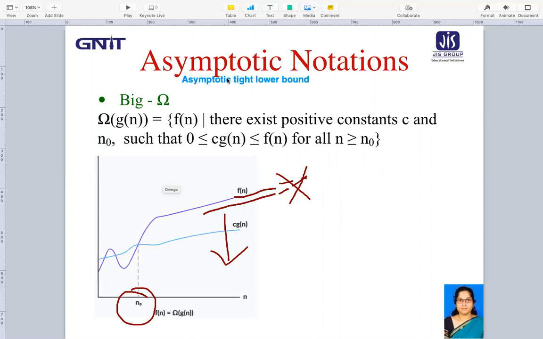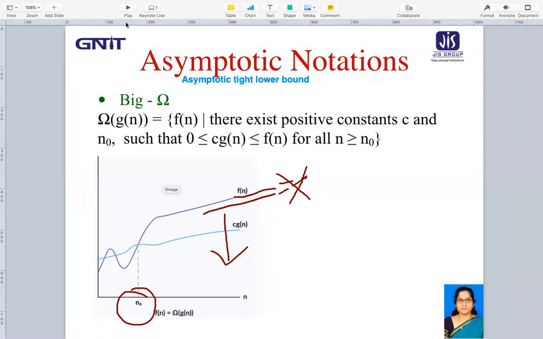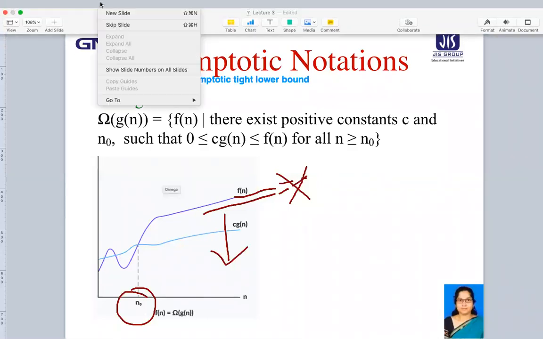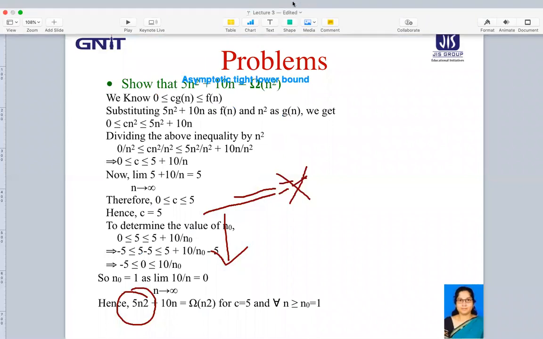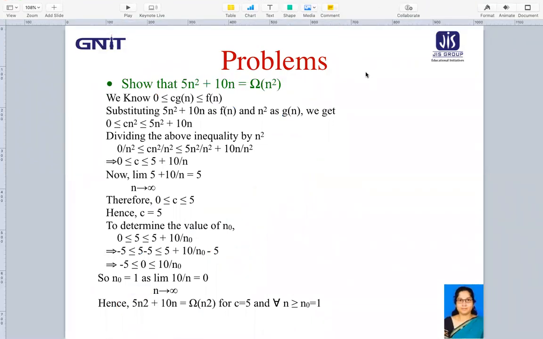So big O was asymptotic tight upper bound and big omega is asymptotic tight lower bound. We can also have some problems on this. So it will be solved in the same way as we have solved the big O problems. So here, what we have to show is that 5n square plus 10n is equal to omega of n square. Now, what do we have to do for omega?